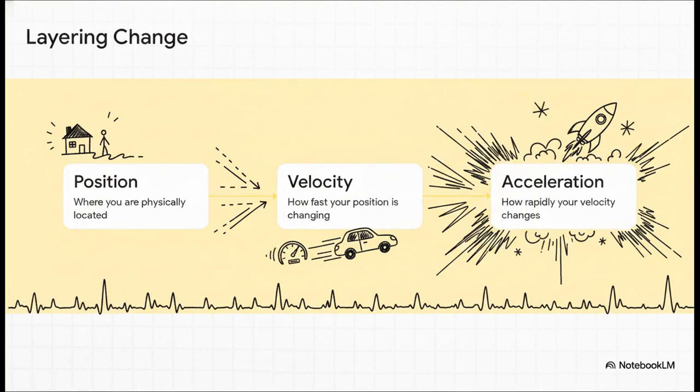Let's jump into section 3, real-world derivatives. In physics, these concepts stack on top of each other into a perfect cascade of instantaneous change. You start with your position, measure how fast that position is changing, and you get your velocity. But the cascade doesn't stop there. Measure how rapidly that velocity itself is changing, and you immediately arrive at acceleration. It's a continuous, multi-layered perspective on movement.